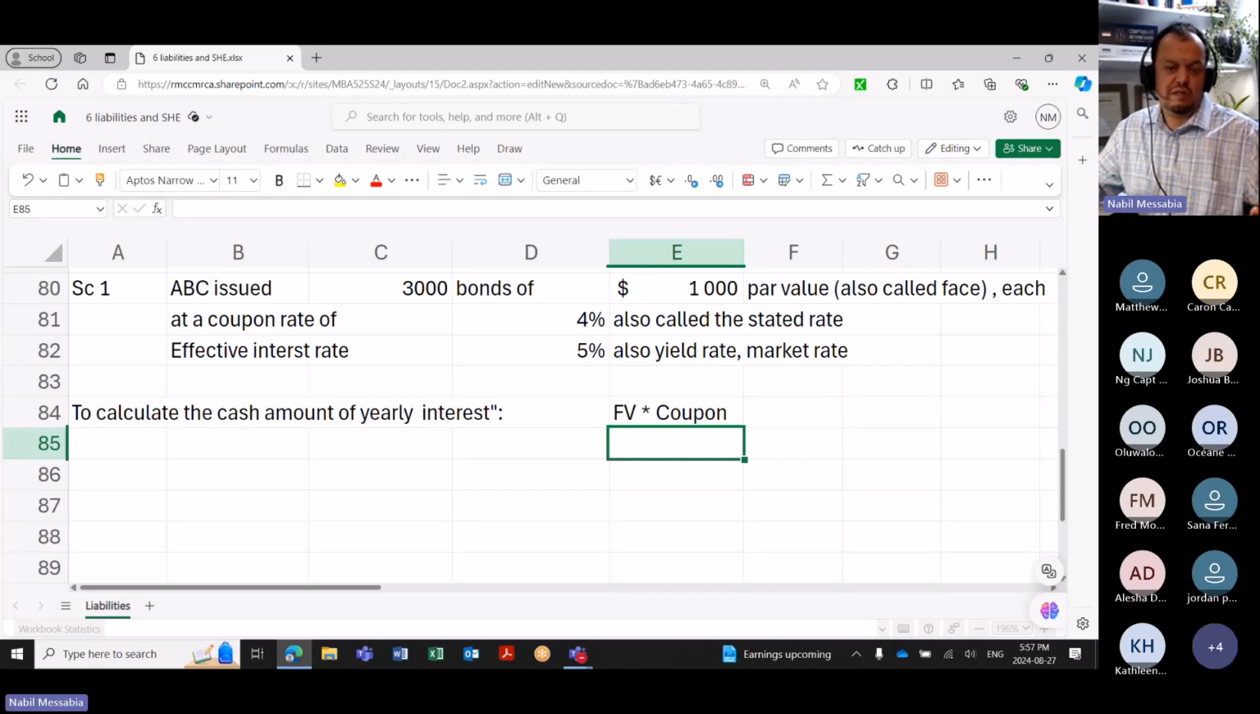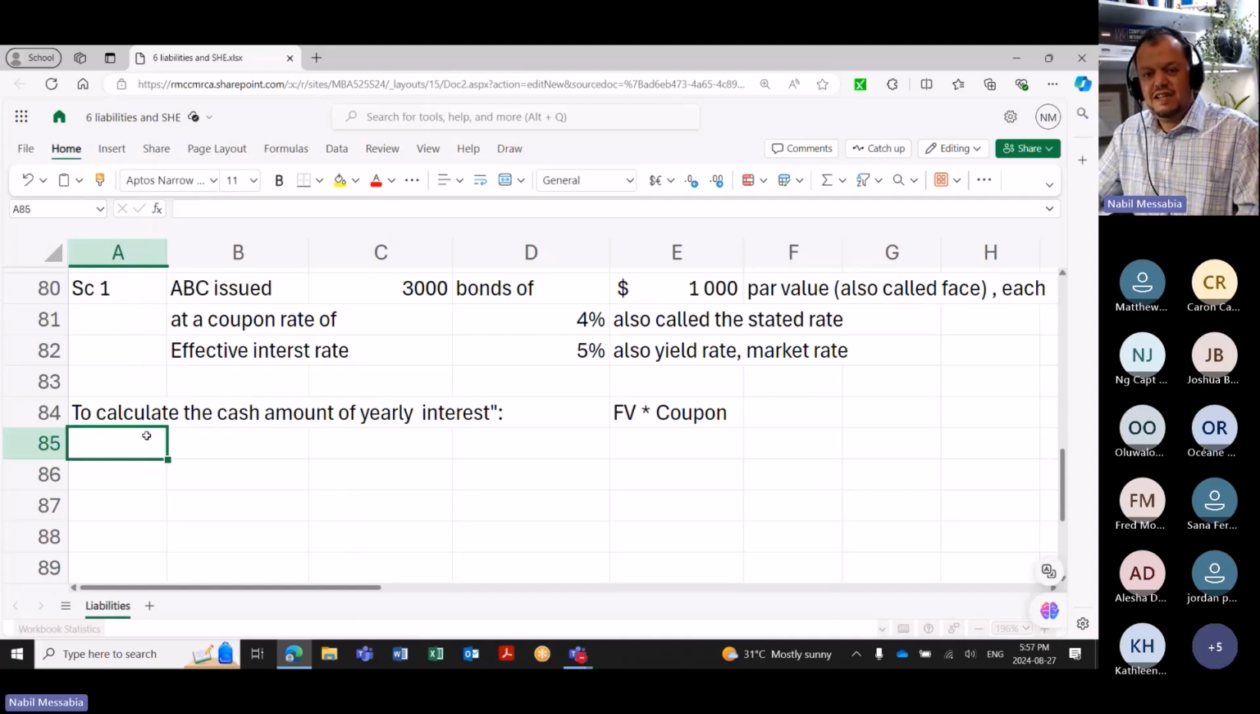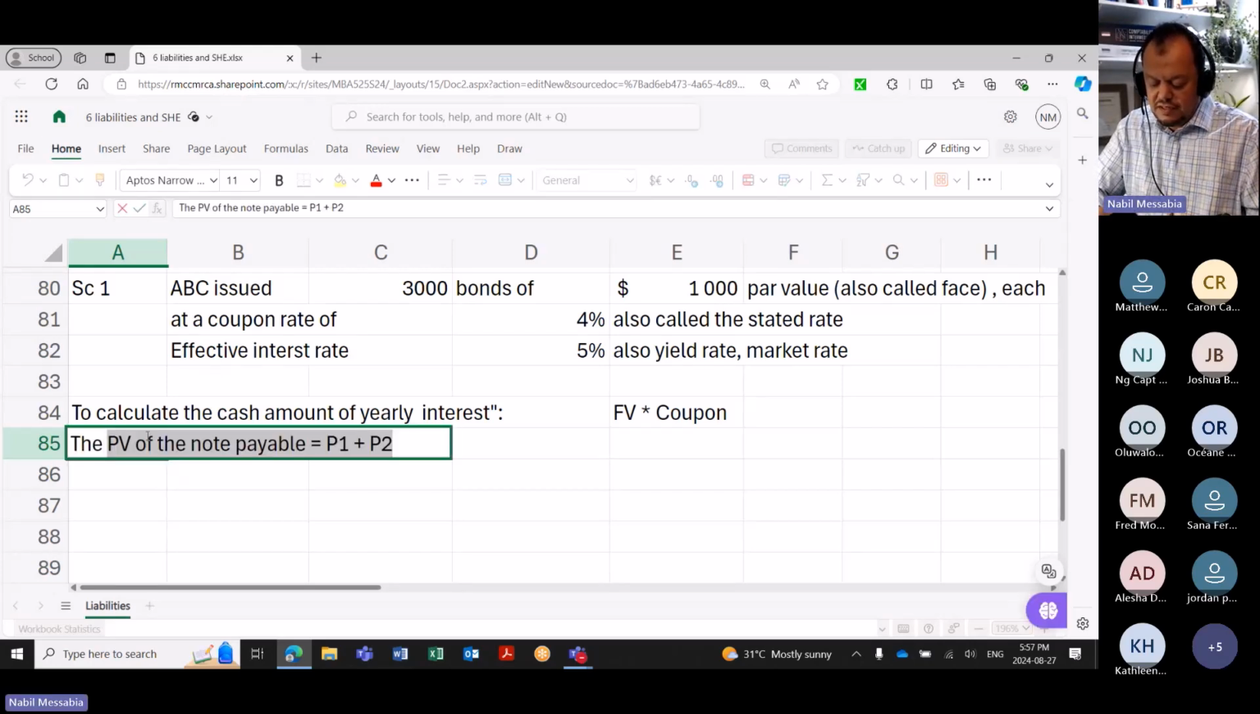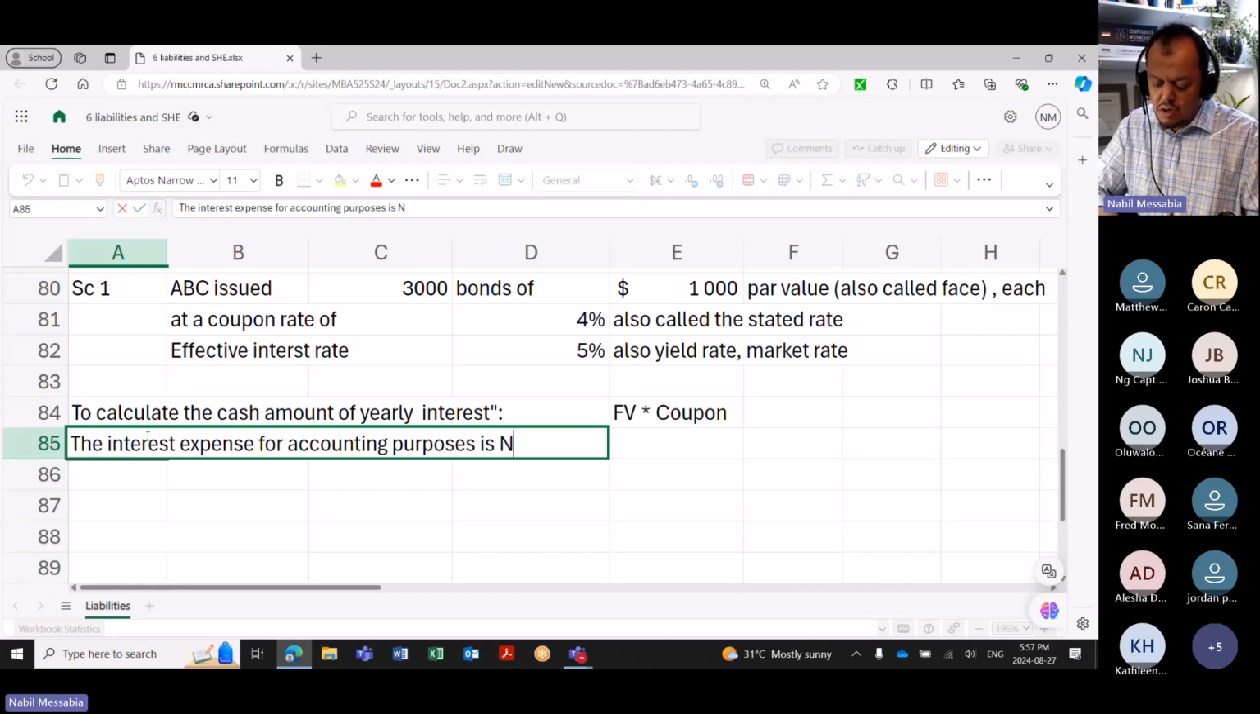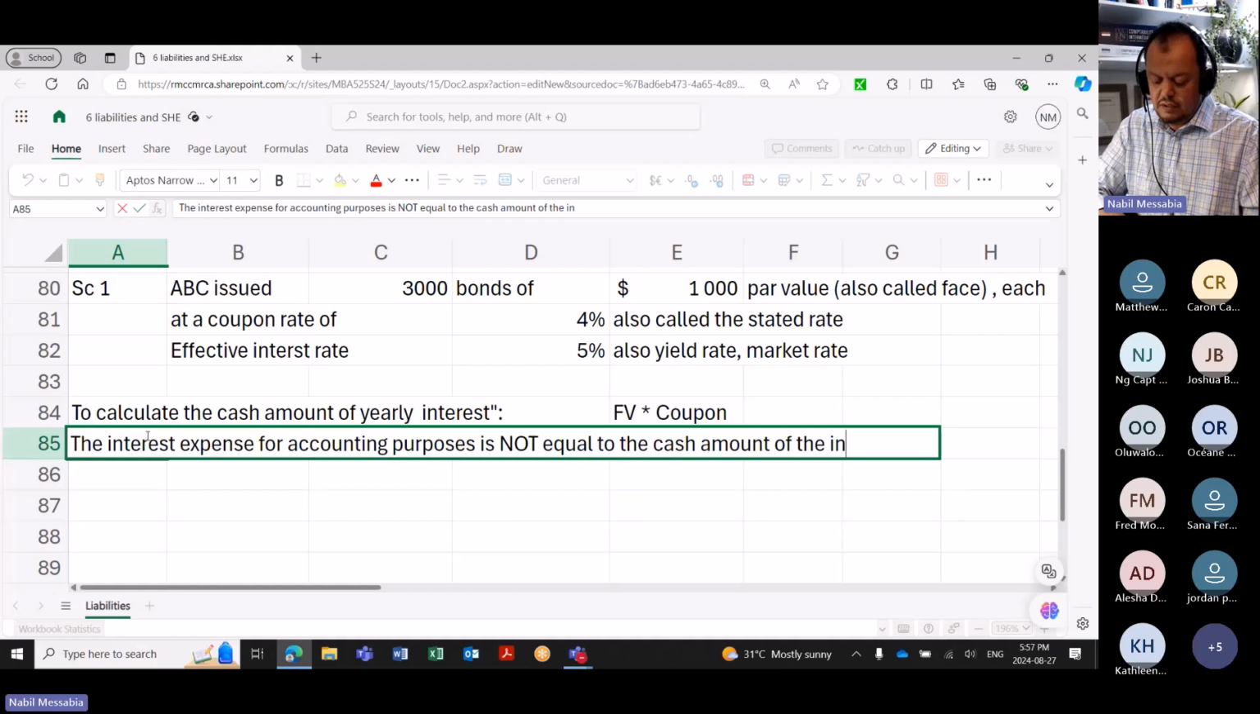Of course, time is the number of bonds. But to account for it, we have to make a different calculation, another calculation. The interest expense for accounting purpose is not equal to the cash amount of the interest.